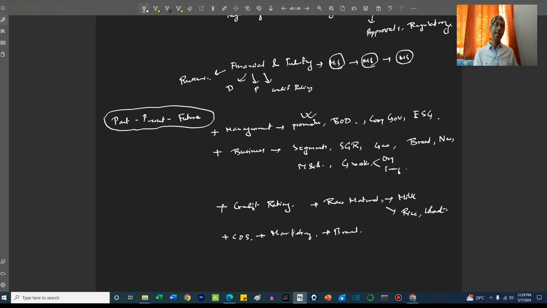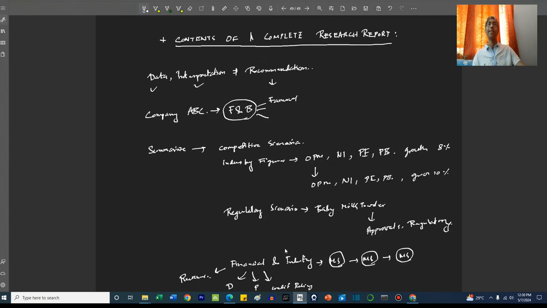And out of all these analytics, what we have to arrive at is basically a recommendation, a well analyzed, well interpreted, and well communicated recommendation which is convincing and qualitatively rational. This recommendation should be in the best interest of the investor, and this should be arrived at after lots of comprehensive research. So that's what the content of a complete research report should have.